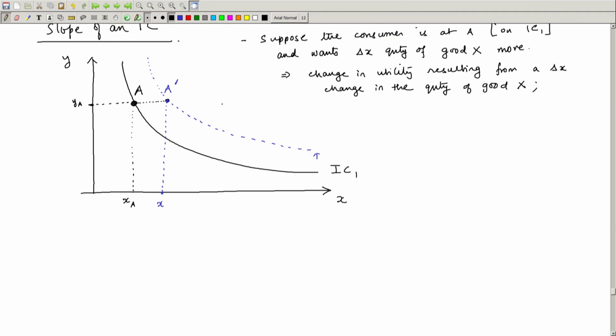So, since I know that MUX is delta U upon delta x, and these are discrete changes, I can write delta U as MUX times delta x. I can essentially take this here and multiply. So, my change in utility resulting from a delta x change in the quantity of good x is MUX times delta x, and notice while I am doing this, y is constant.